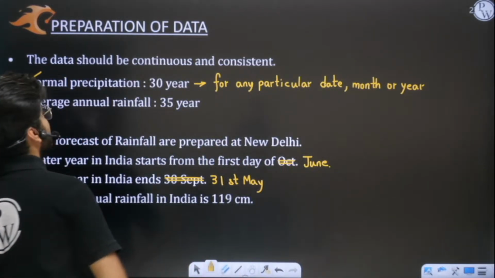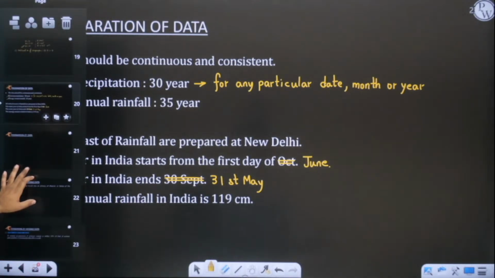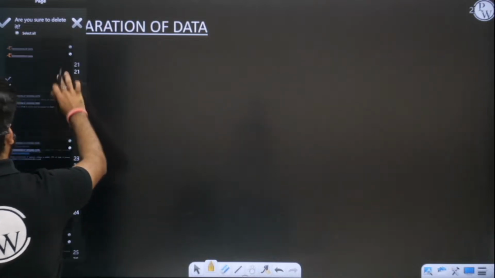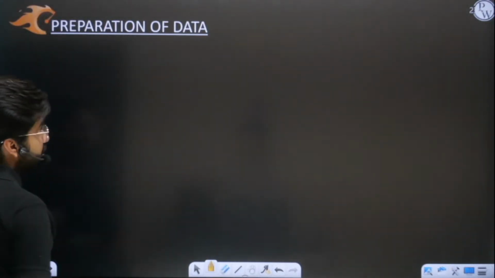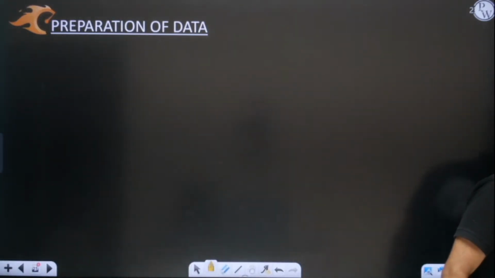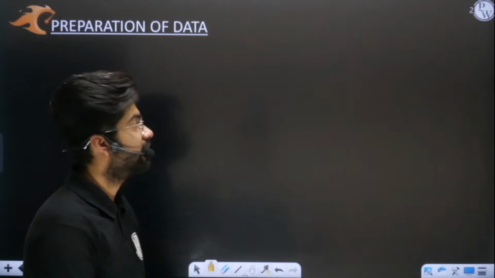So this is preparation of your data, and our data should be continuous and consistent. Okay, we have to discuss now estimation of missing data. That I think we should start tomorrow. From tomorrow onwards we'll start the estimation of missing data, because it's a long topic. It will take more than half an hour, so I will start it tomorrow only.